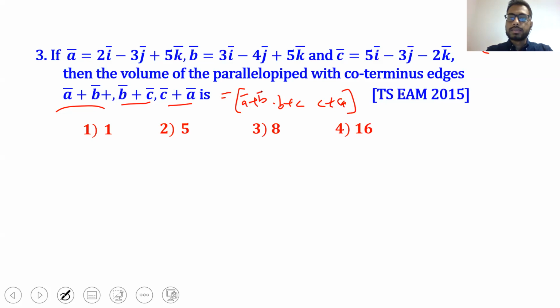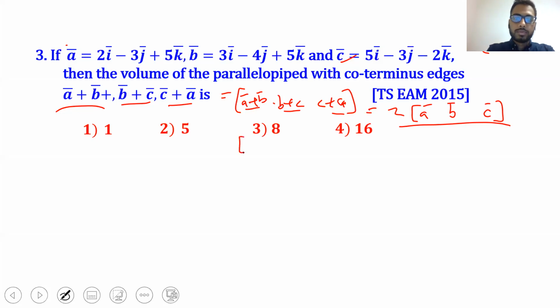How can we simplify this term? In yesterday's lecture, we have seen a formula for this. If the addition comes in cyclic format, A plus B, B plus C, C plus A, the value of that term is directly equal to 2 times [A, B, C]. So yesterday we have seen three formulas. If there is addition between the cyclic terms A plus B, B plus C, C plus A, the answer is directly equal to 2 times [A, B, C]. And in this case, we have the A, B and C values. So directly substitute in the box product and expand the determinant to get the answer.